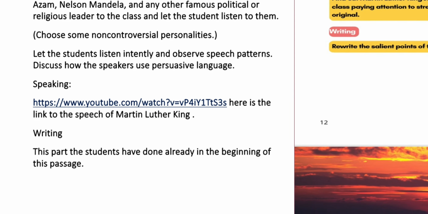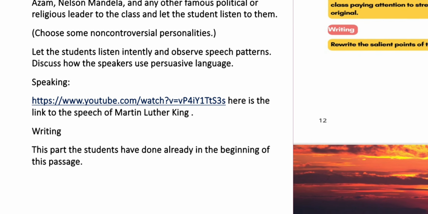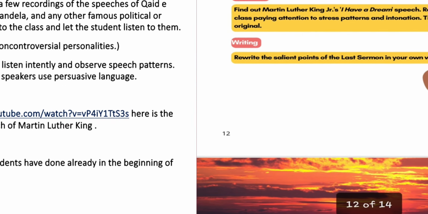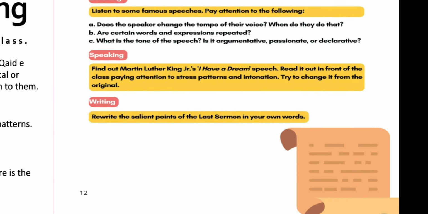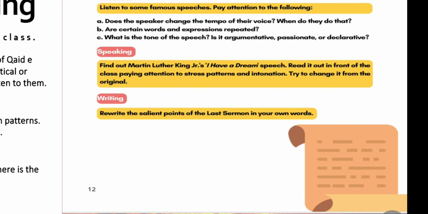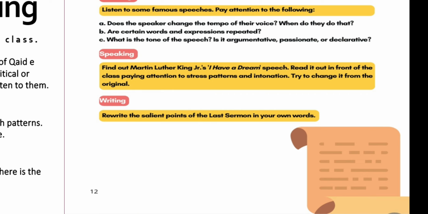Let the students listen intently and observe speech patterns. Discuss how the speakers use persuasive language. How do they stop? How do they speak? What are they doing to engage the listeners? Then the next part, for the speaking, is to find Martin Luther King Jr.'s I Have a Dream speech. Read it out in front of the class, paying attention to stress patterns and intonation. Try to change it from its original. Now, that will be a little challenging.